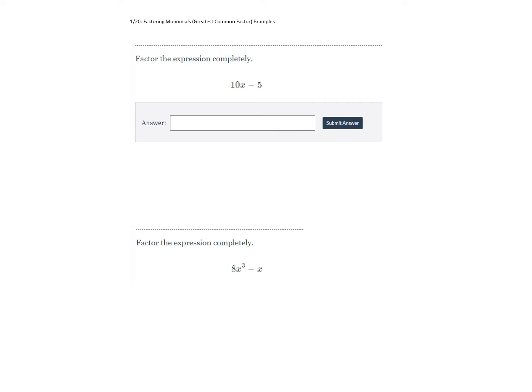And what it means by monomial is from this binomial, there's one thing we can pull out that both share. So 10x and 5. What do they both share that we can divide out? 5. Exactly. So if you pull out 5, what's left in the parentheses? 2x minus 1. And that's all we can pull out. So we pulled out a monomial, something that's just one piece.